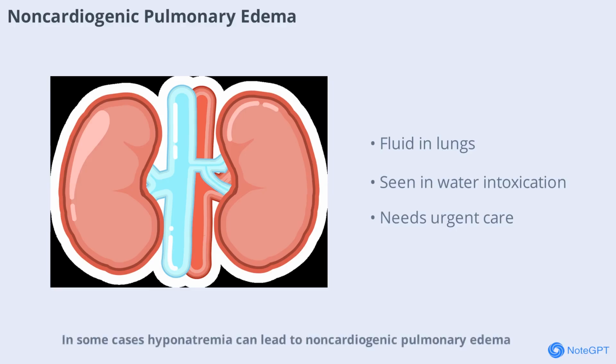In some cases, hyponatremia can lead to non-cardiogenic pulmonary edema, especially with water intoxication from endurance sports or MDMA use. This condition is characterized by fluid accumulation in the lungs without heart failure. Symptoms include shortness of breath and low oxygen levels, requiring prompt recognition and treatment.